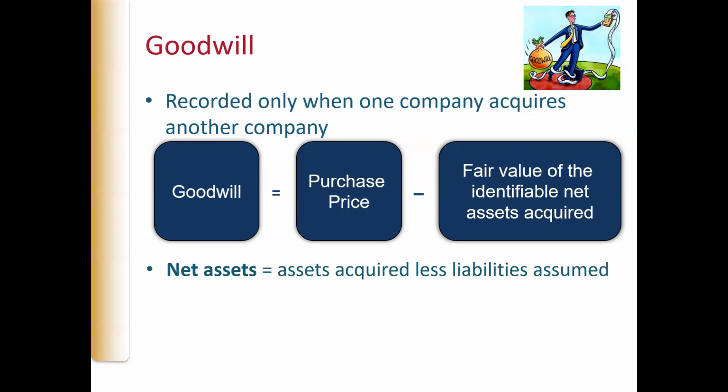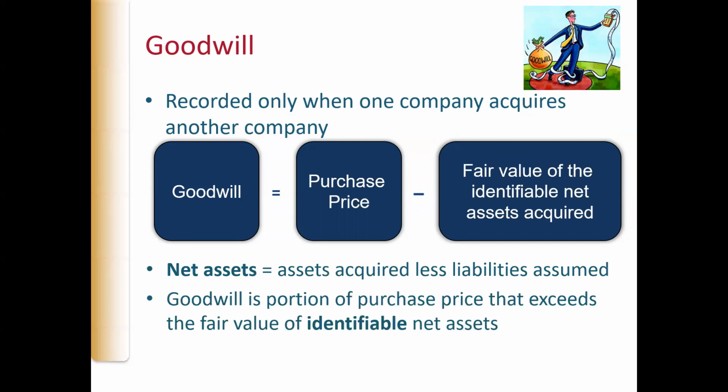Net assets are assets acquired minus the liabilities that the purchaser automatically assumes related to those assets. Goodwill is the amount of that purchase price that goes above and beyond those identifiable net assets.